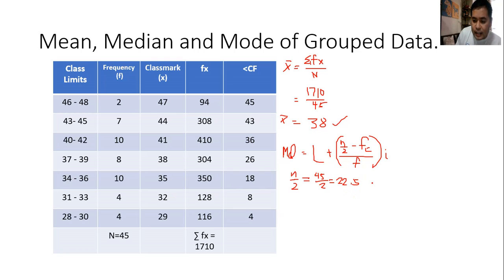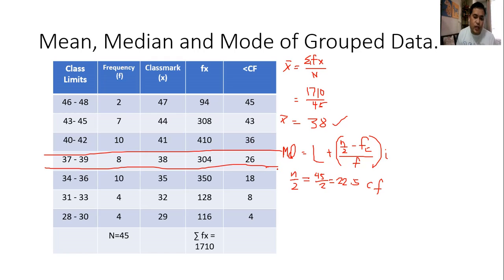We're going to look at the cumulative frequency. Okay? Where is 22.5 from the cumulative frequency? If we notice, 22.5 belongs to the cumulative frequency of 26. It will never be in 18 because 18 is less than 22.5. So, to make it clear for everyone, let's put a demarcation line. So this means that this will be our median class of the distribution.